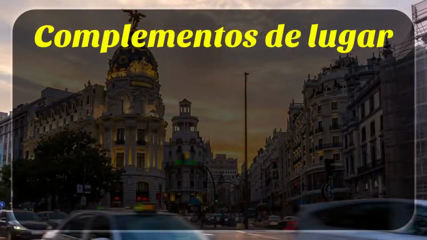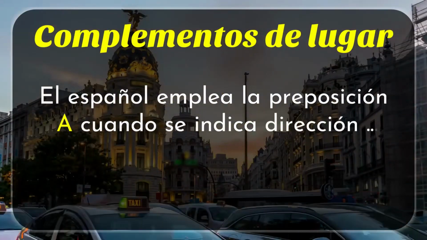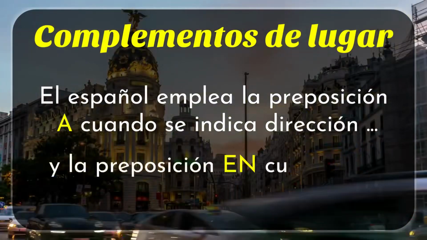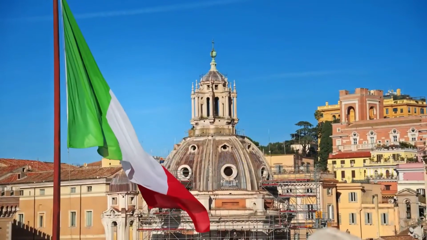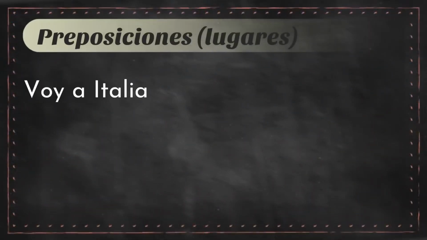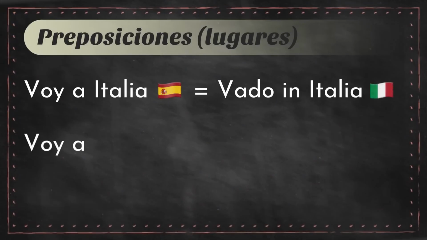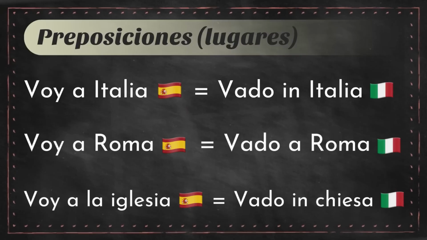To indicate place complements, Spanish uses the preposition a when indicating direction and en when indicating location. In contrast, in Italian, the preposition depends on the place. I go to Italy, I go to Rome, I go to church.